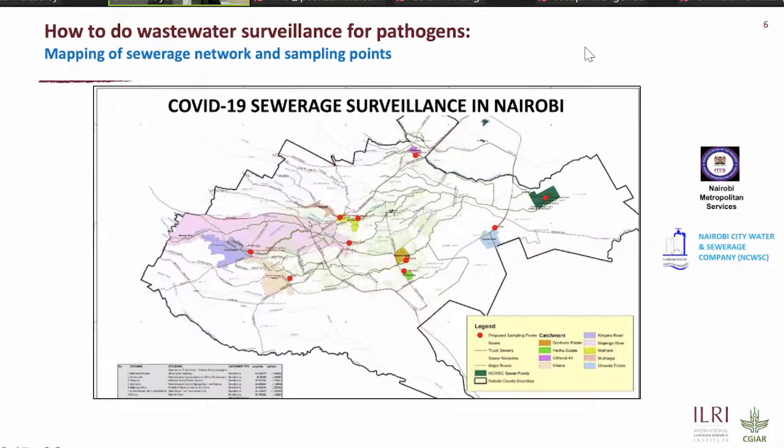For example, in what I'm showing here, we had identified about 9 sampling points within the city's sewerage network, including the 10th one here on the far right, which is a main sewage treatment plant. And from a sewage treatment plant, you would want to sample the influent sample just before it is treated.